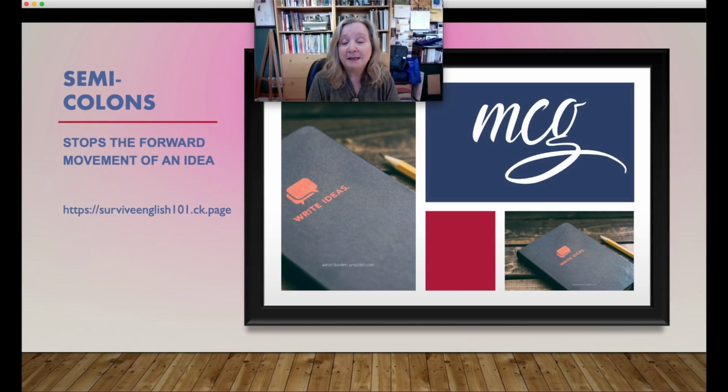Today we're going to talk about semicolons. This is a slightly unusual bit of punctuation. You might want to think of it as nothing more than a comma on steroids. It provides an extra weight of pause when you need it. Let's take a look at some instances.